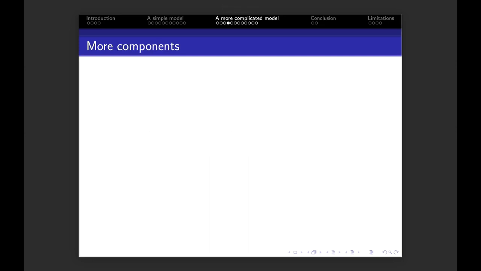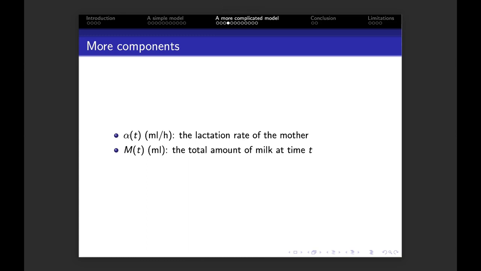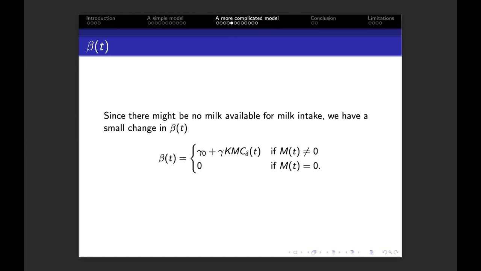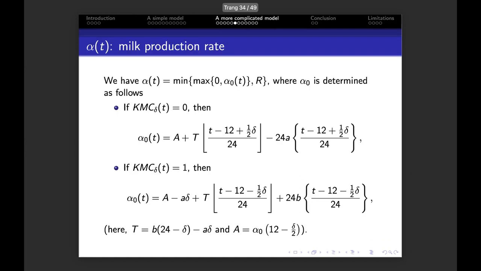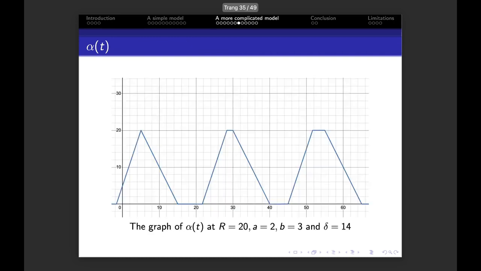As a result, we introduce a new model with two more components added, including the lactation rate of the model, denoted by alpha T, and the amount of milk available, denoted by MT. Also, we come up with a small change in beta T. We assume that the milk production rate is linearly decreasing during KMC and linearly increasing while KMC is not used. To guarantee that alpha T is not negative and bounded above, we have the following formula. Here is the graph of alpha T.